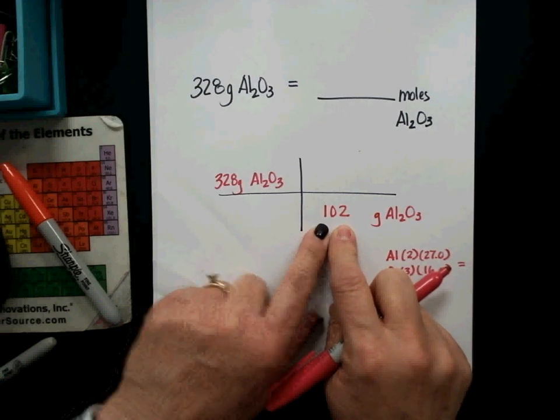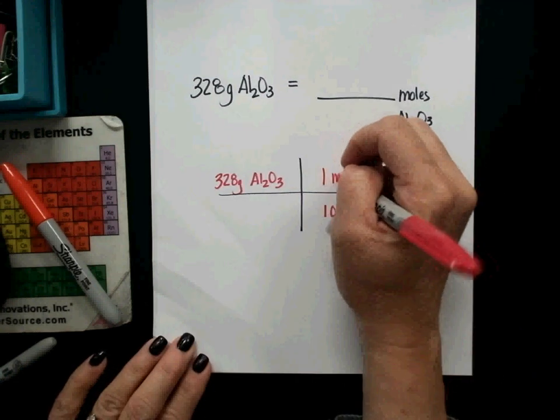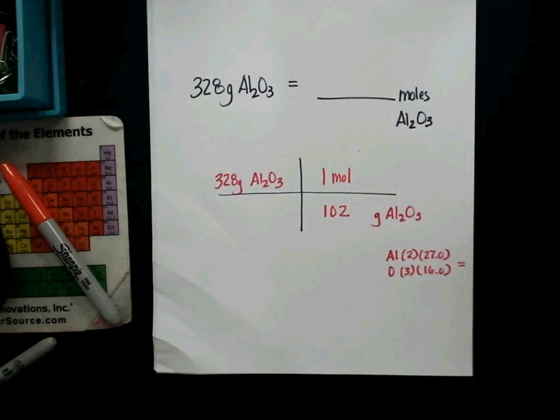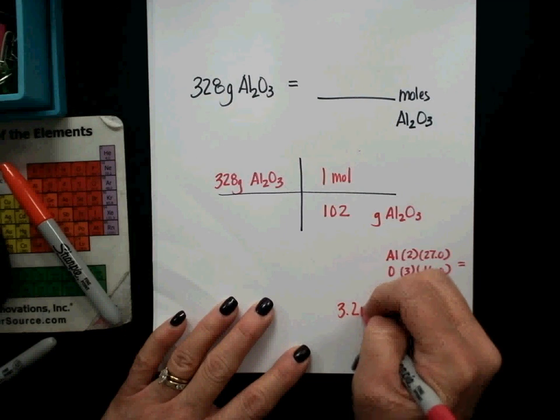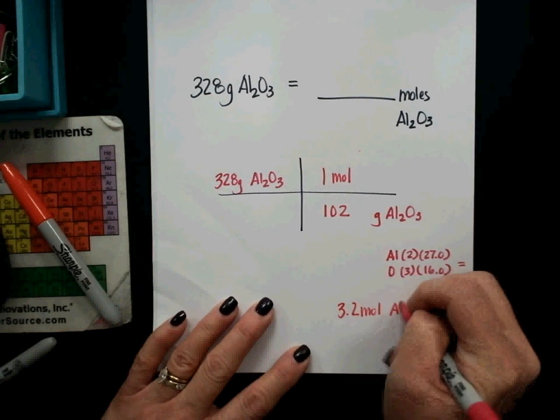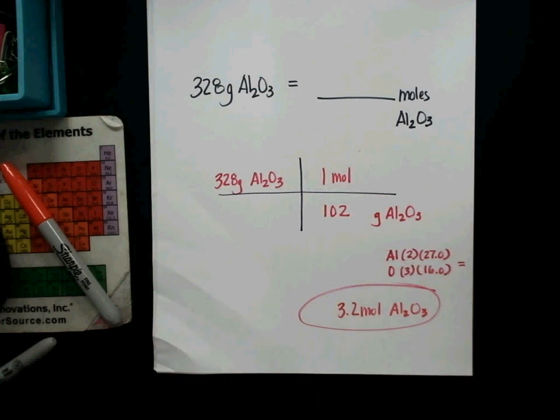And that is the number of grams in what, Shelby? 1 mole. So 1 mole goes up top. And then all we have to do is plug it into our calculator. And Mary, what'd you get for an answer? 3.2. 3.2 mole aluminum oxide. Raise your hand if you got that.